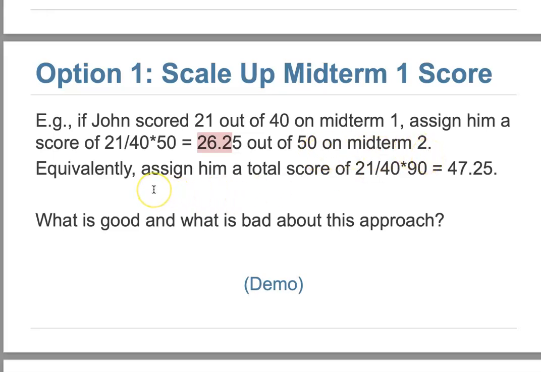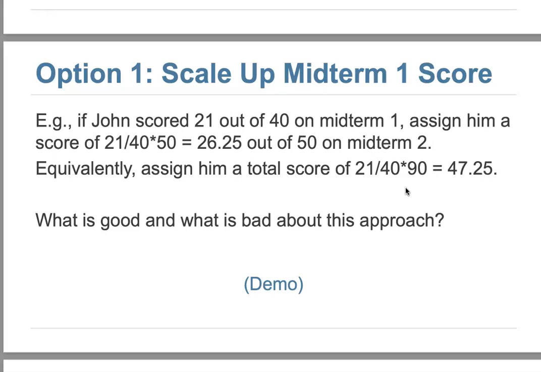Equivalently, we assign a score of 26.25 for midterm 2. On the other hand, from the 90 points total, using the ratio from midterm 1, 21 divided by 40 times the midterm 1 and midterm 2 total of 90, he gets 47.25. That's one option we can do, right?